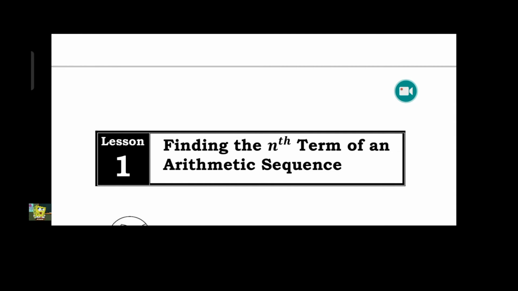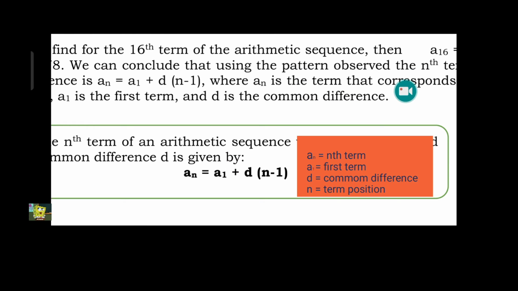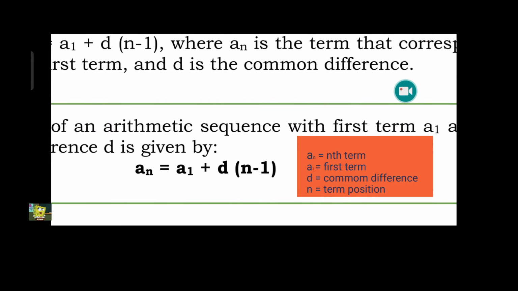Let us use this formula. a sub n equals a sub 1 plus d times quantity n minus 1, where a sub n is the nth term, a sub 1 is the first term, d is the common difference, and n is the term position.